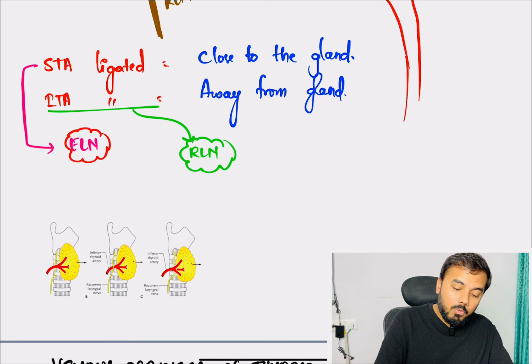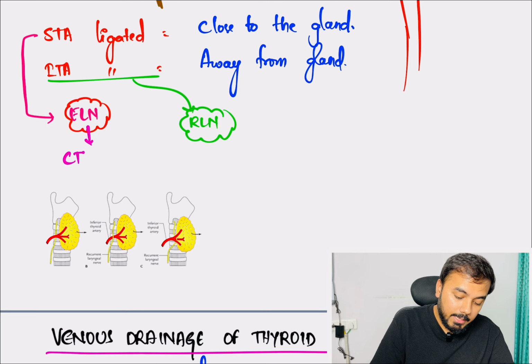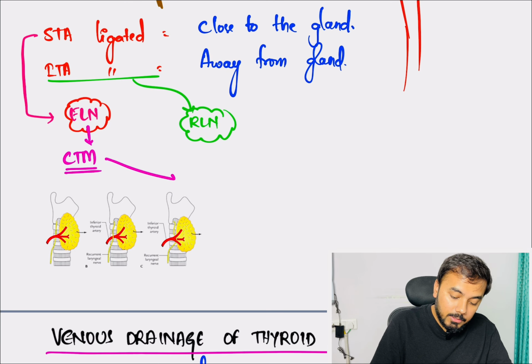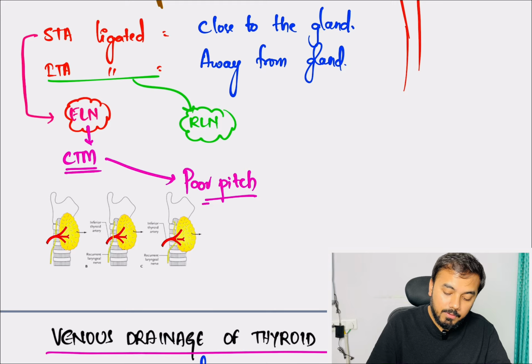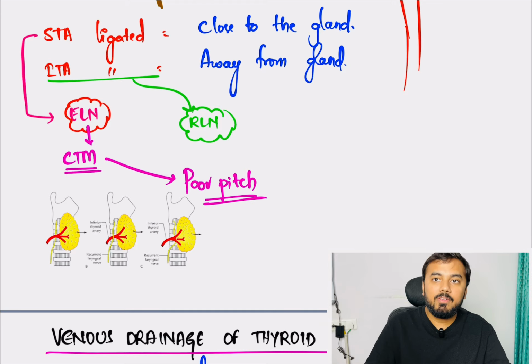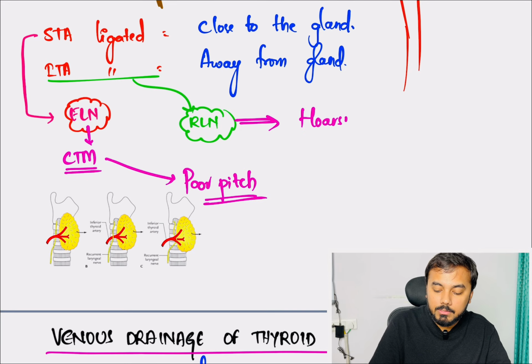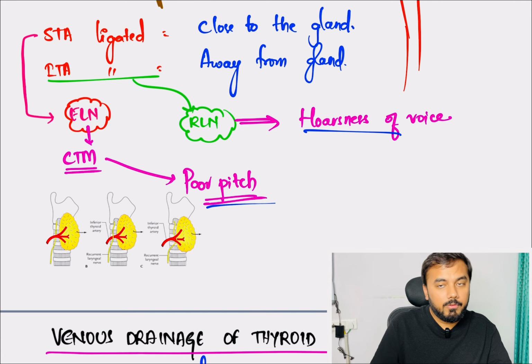Okay, now what will happen if the external laryngeal nerve is damaged? Then your CTM, that is the cricothyroid muscle, is paralyzed. And if the cricothyroid muscle is paralyzed, what is going to happen? Patient will have poor pitch, I mean the voice will be very weak. But if the recurrent laryngeal nerve is damaged, then what will the patient have? He will have hoarseness of voice. Okay, these are the two things you have to remember.